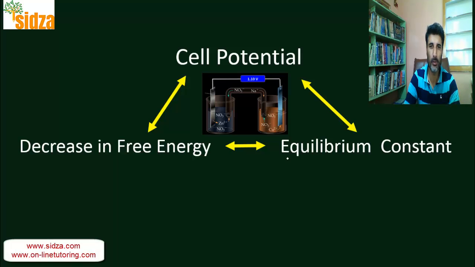What is the relationship between the cell potential, equilibrium constant, and the decrease in the free energy of a galvanic cell? We know in a galvanic cell we can convert chemical energy into electrical energy. Now, what is the relationship between these three properties of the cell?